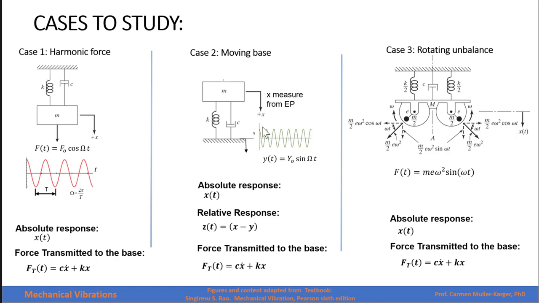The second case will be when we have a moving base, and we will find the absolute response of the mass and the relative response of the mass. We will call it z, and it will be the absolute displacement minus the displacement of the base. And then we will find also the force transmitted to the base.